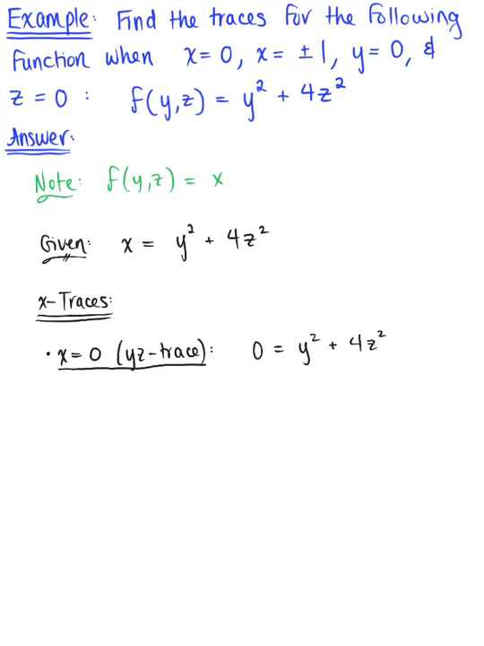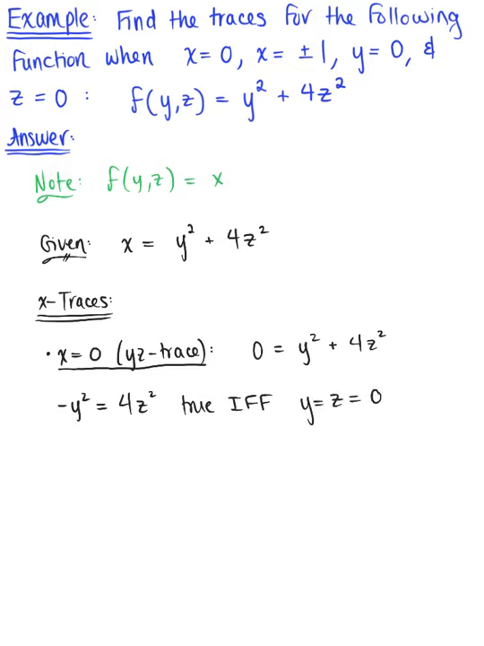Now, let's see, we could rewrite this a little bit. We could say, well, minus y squared is equal to 4z squared. And is this ever true? Well, this is only true when y equals z equals 0. So we can say this is true if and only if y equals z equals 0.